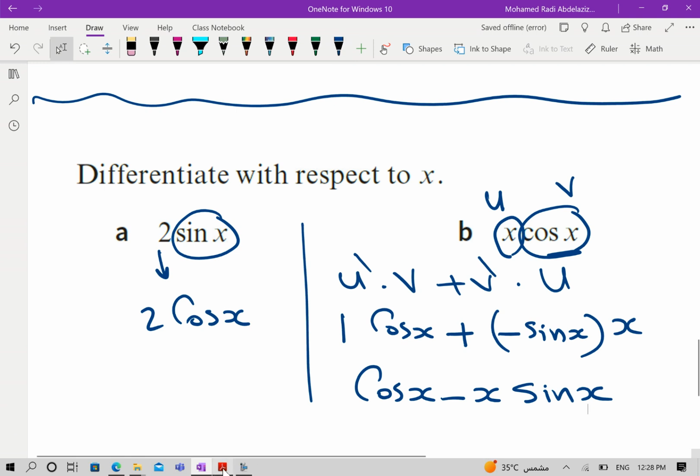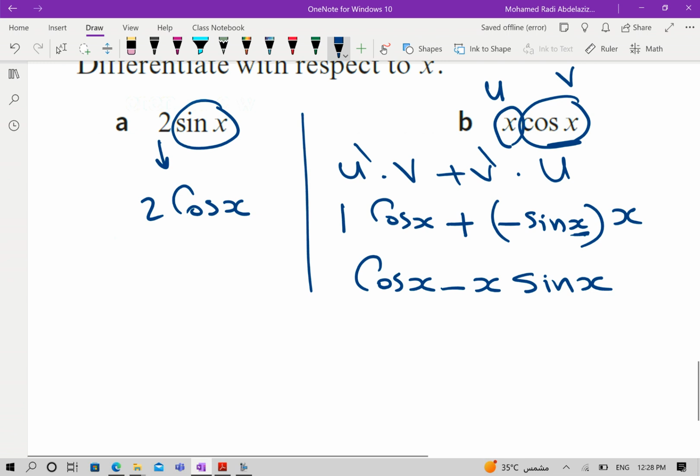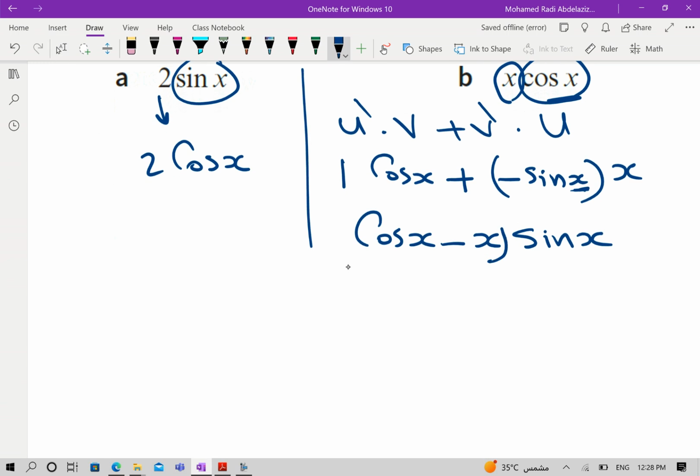If you rearrange, negative sine x. From where negative sine x squared? No, x is outside, not inside x. No, we cannot do it like this. This x is outside of the angle, the sine angle.